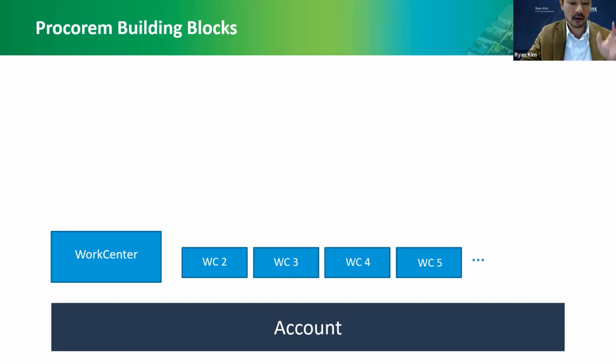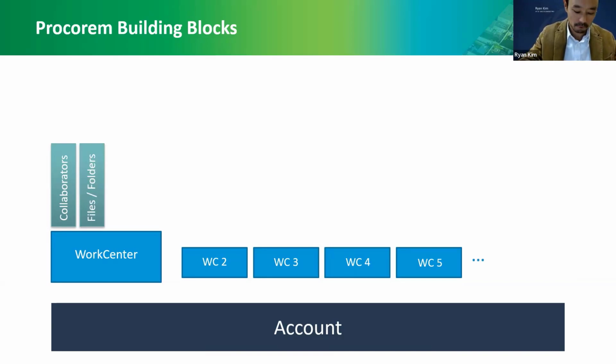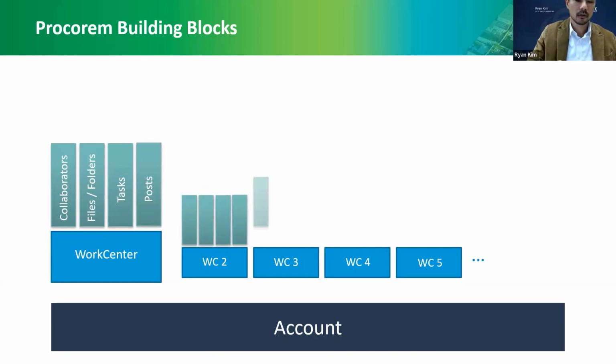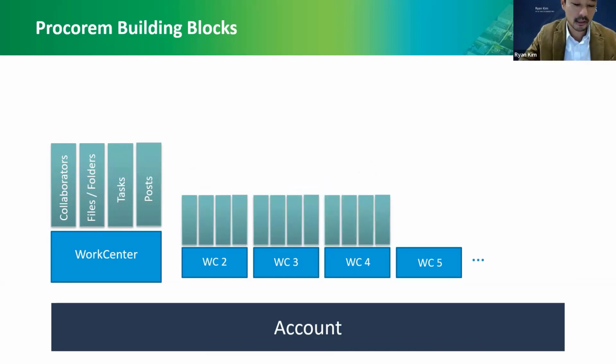Each work center has certain component features of Procorem, starting with collaborators. So these are people you invite to the work center, and you can interact with those people within the work center. Files and folders, that's the file sharing component of Procorem. Tasks is the workflow aspect of Procorem. And posts is the chat feature within Procorem. So you'll have that in each work center.